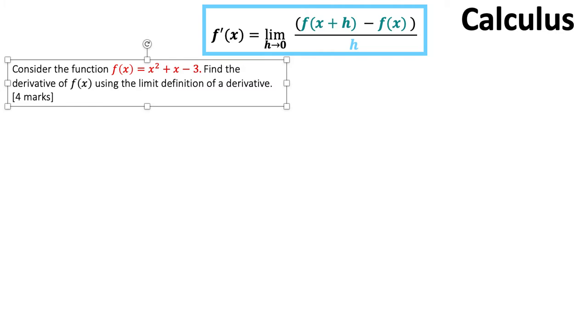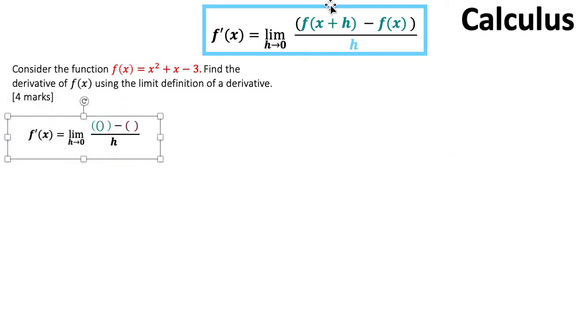So it's a 4-mark question, and it says, consider the function f of x equals x squared plus x minus 3, and find the derivative of f of x using the limit definition of a derivative. So we basically have to find the derivative of this equation right here using our equation that we derived last time. So let's get right to it. It's going to be a little bit long, you might see.